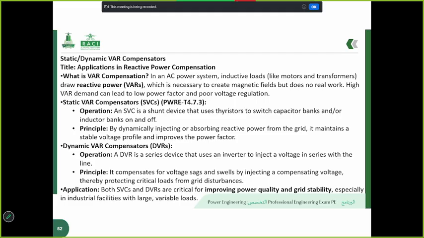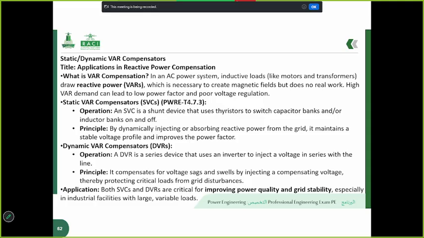So in contrast, a dynamic voltage restorer or DVR is a series device. It uses an inverter to inject voltage in series with a power line to compensate for voltage disturbances. So when the main voltage supply experiences a voltage sag, or a temporary drop, or a swell, a temporary rise in the voltage, the DVR rapidly injects compensating voltages to restore the voltage at the load terminals to the desired level.